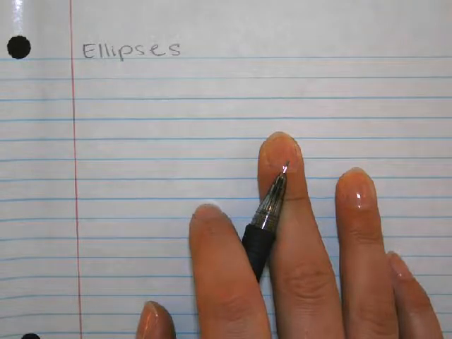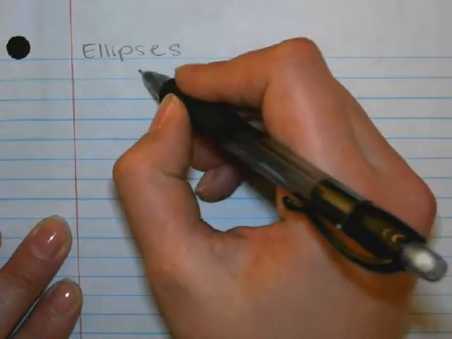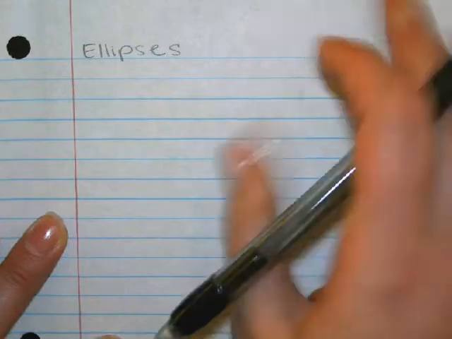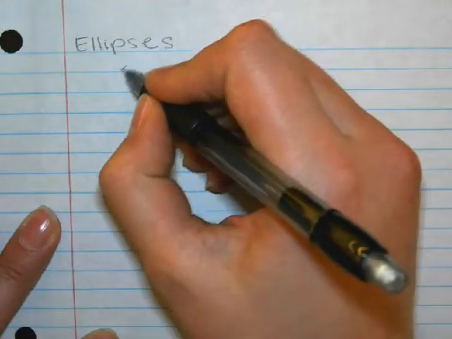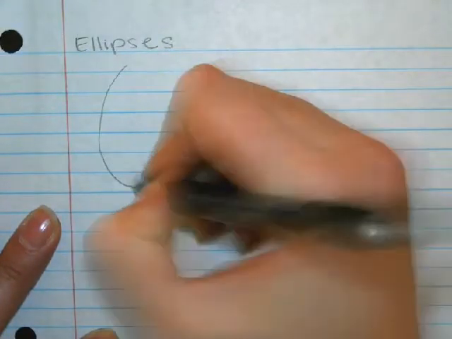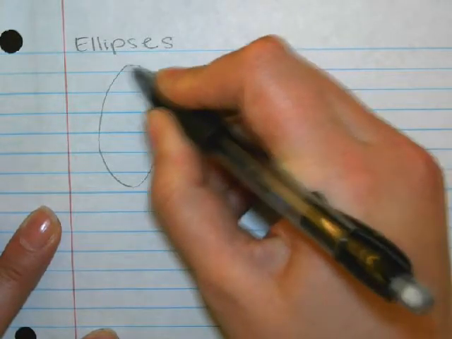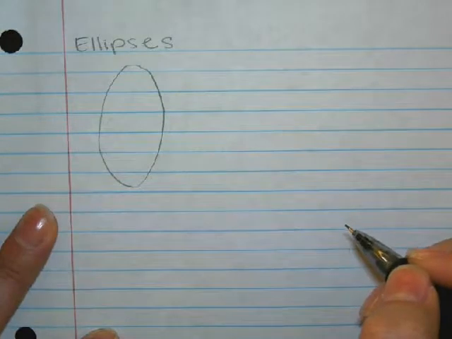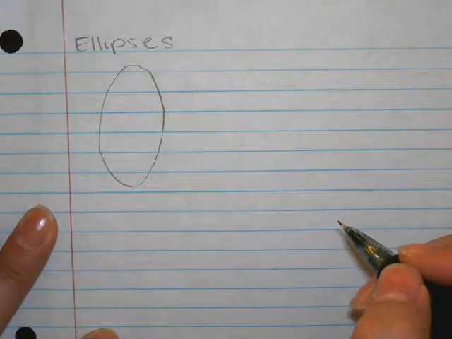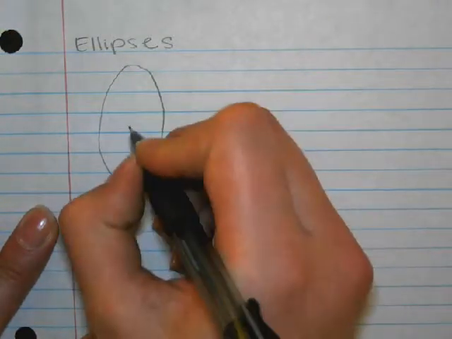Okay? So on your paper, go ahead and make your sketch kind of big so that you can fill it out and label things. But here's one example of an ellipse. It's like an oval. Like a circle that has been squished.